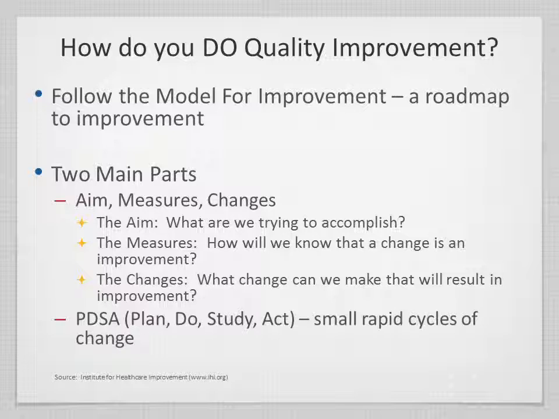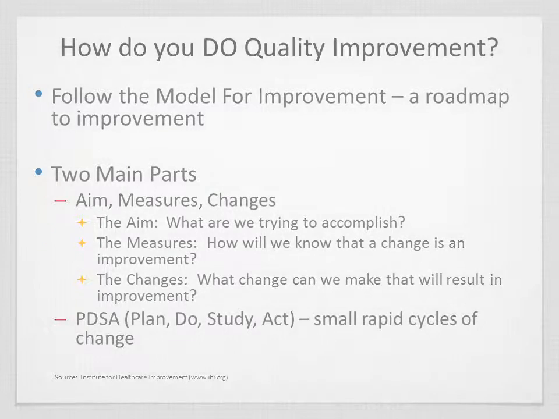The aim, what are we trying to accomplish? What issue is your practice trying to address? The measures, how will you know that a change is an improvement? First, you need to measure it, and then you need to measure it over a period of time. The changes, what change can we make that will result in an improvement? And you can use the PDSA or progress form to measure these changes, which are small, rapid cycles of change.